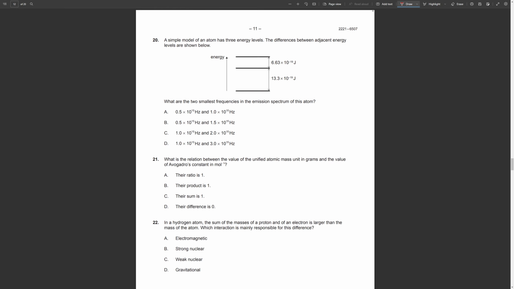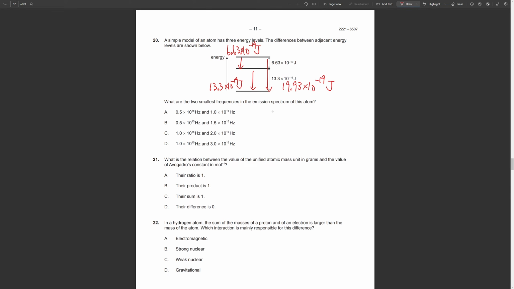Question 20. There are 3 energy levels. In order to release a photon, a de-excitation is required. There are 3 possible de-excitations. The first one is the smallest jump, 6.63 times 10 to the power of negative 19 joules. The other one is the medium jump, 13.3 times 10 to the power of negative 19 joules. And the last one is the biggest leap. It is 19.93 times 10 to the power of negative 19 joules.